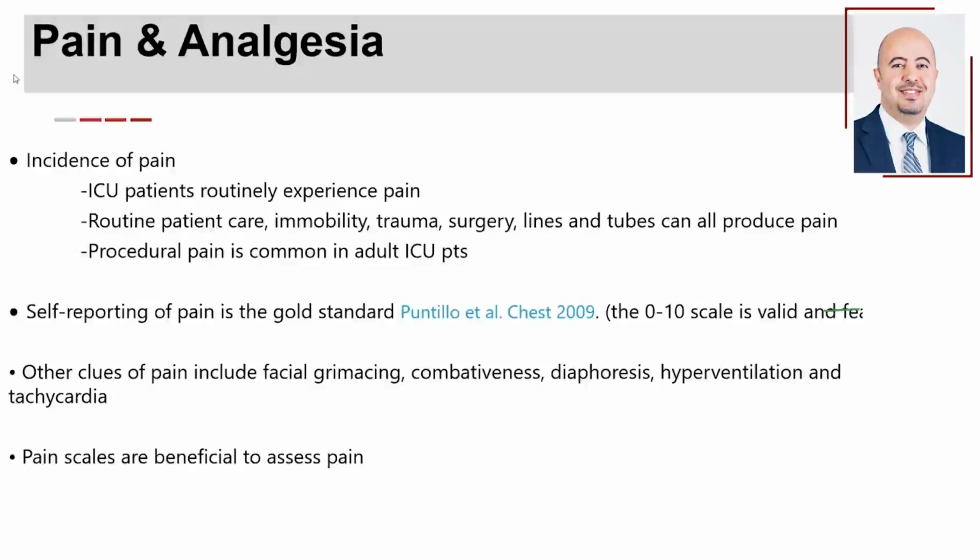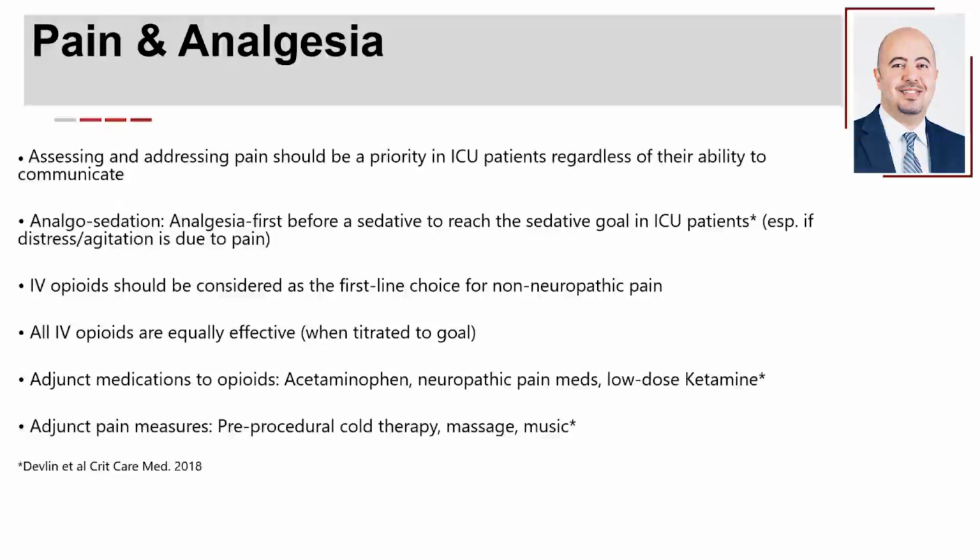هلا المرضى اللي they cannot report their pain, we have to rely on other things. في عندنا pain scales راح نحكي عنهم. These are very beneficial. There are clues from the patient that can indicate that he or she are having pain. Facial grimacing, combativeness, diaphoresis, hyperventilation, tachycardia. These can indicate that the patient is having significant pain. بس راح نحكي كمان عن ال scales that we can use as tools to measure pain.